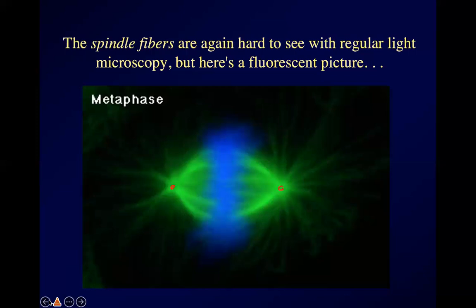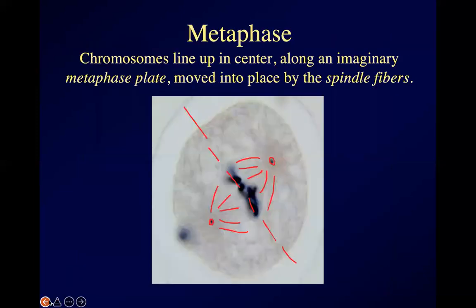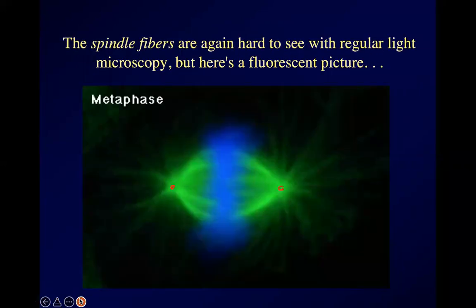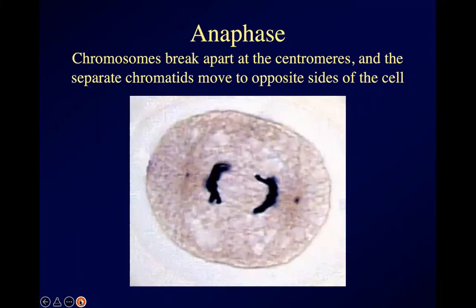And by the way, when this happens, when the chromosomes line up in the middle, we are in what's called metaphase. So the chromosomes line up in the center on this imaginary plane called the metaphase plate, moved into place by the spindle fibers. Where things start really happening is in the next phase called anaphase.